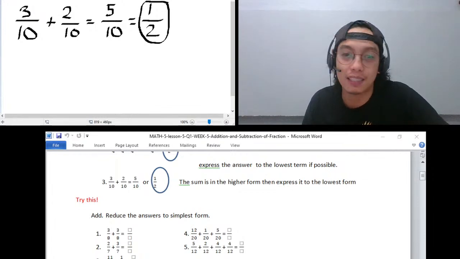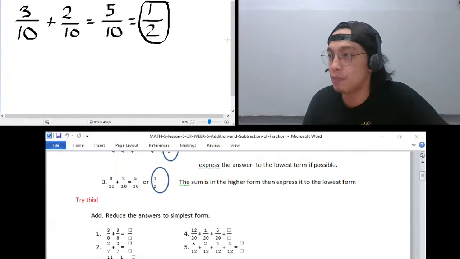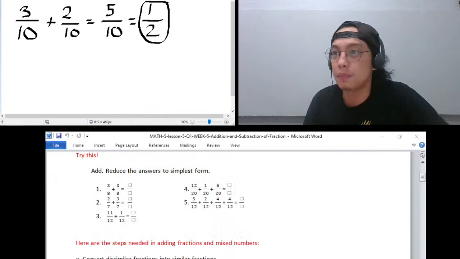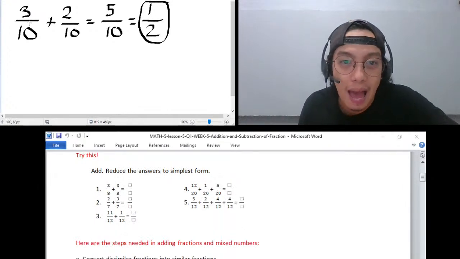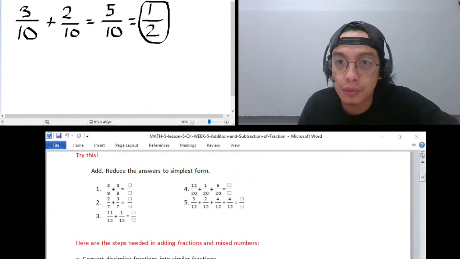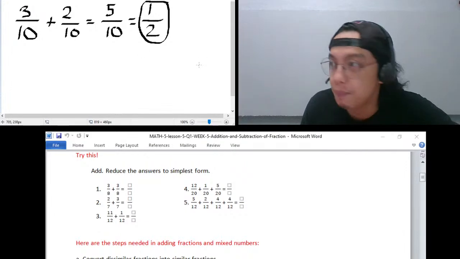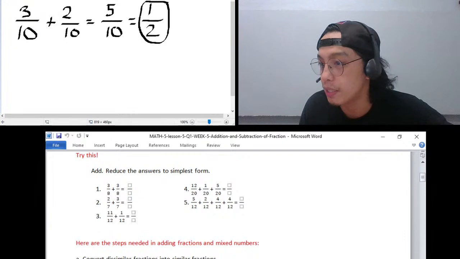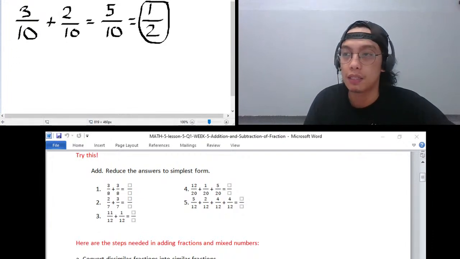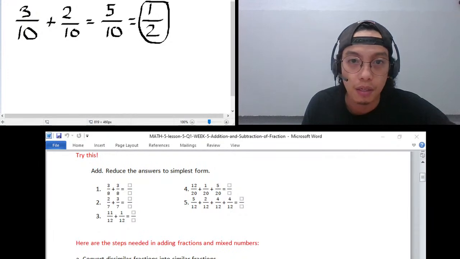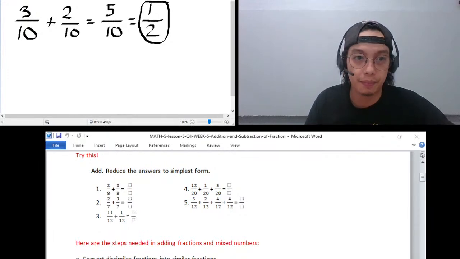Okay? Alright. Let's try to answer some of the parts of the module here. Okay, sige, itong sulyan. Add, then reduce the answers to simplest form. So, sugod na to is 3 over 8 plus 3 over 8. Alright. Naay question ba so far? Let me just check kung naay question. Wala tayo questions. Okay lang.